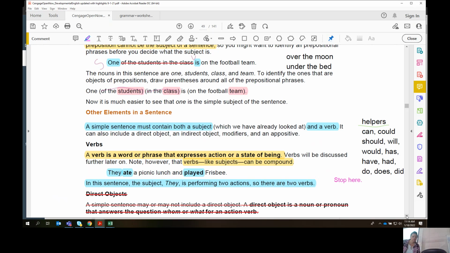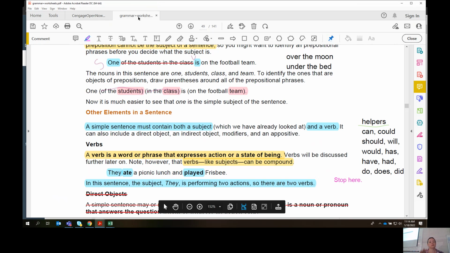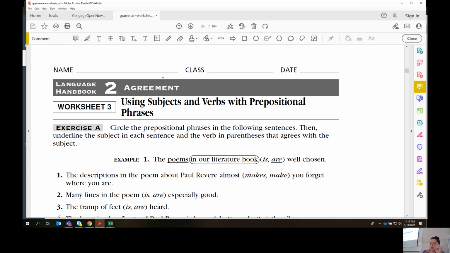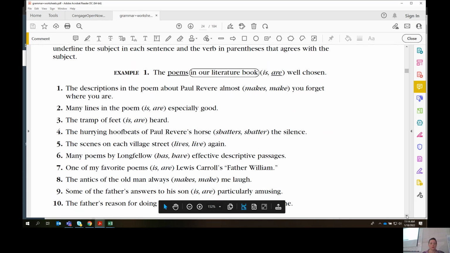So we're going to talk through the first couple of them. You're more than welcome to work ahead. All you're doing is picking the verb, but I'm going to do a couple of other things.